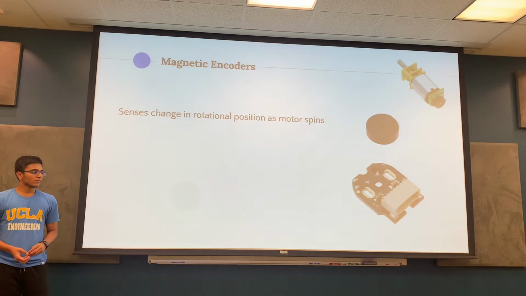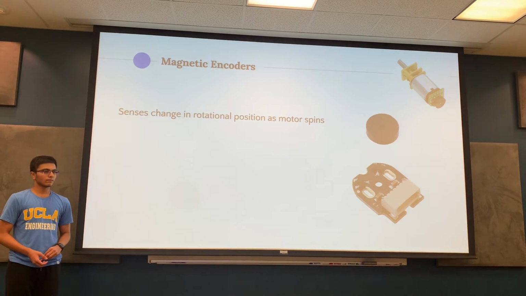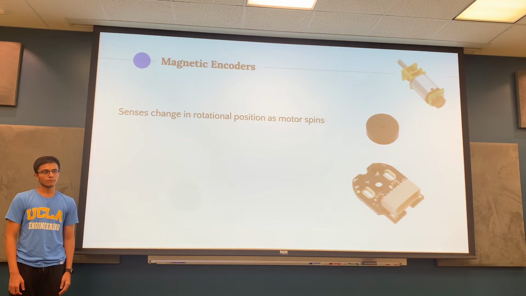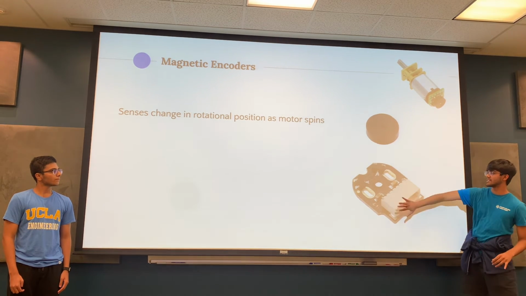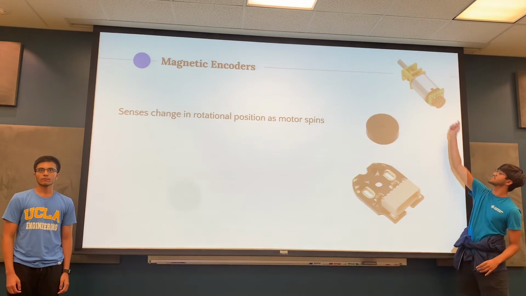Okay. So the magnetic encoders sense the change in rotational position as the motor spins by using magnets and sensing the magnetic poles on this magnetic disc right here. And this is the actual encoder circuit or attachment that you can put onto the back of your motor, as you can see right there.